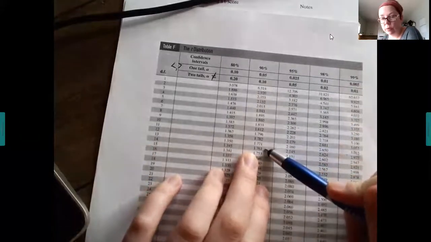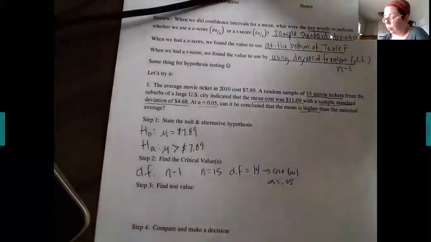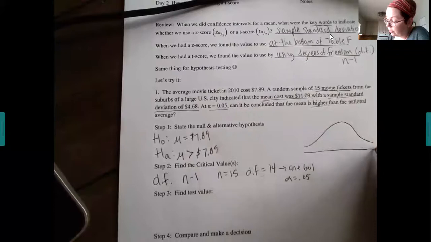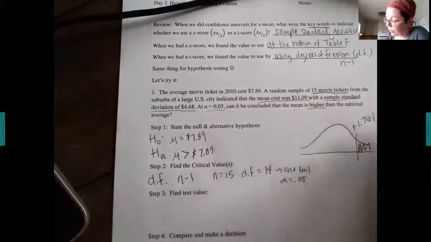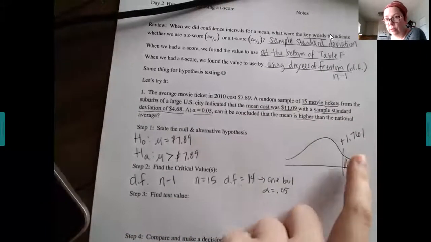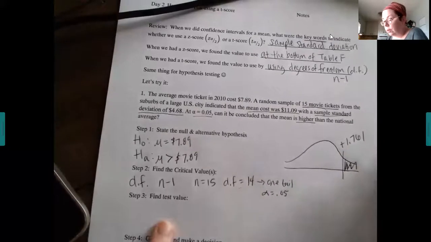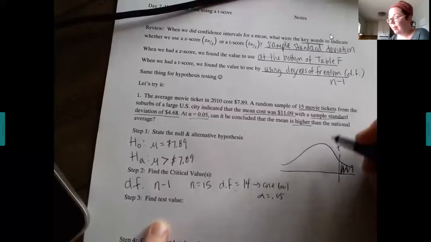We get this 1.761. It is a right side, so it's going to be on the right and it's going to be positive. Okay, so our critical value is going to be this number in the table, and this sets up our critical region. When we do our test value, anything greater than 1.761 will be in the rejection region. Okay? Anything less than that won't.